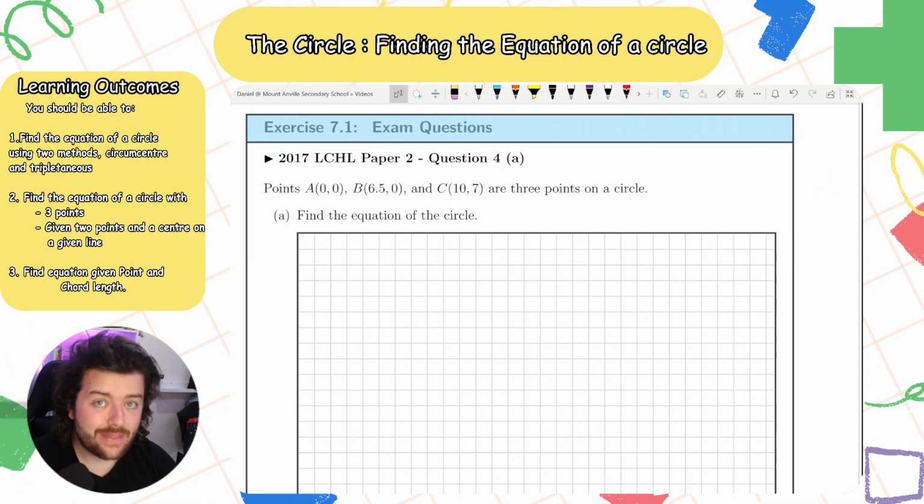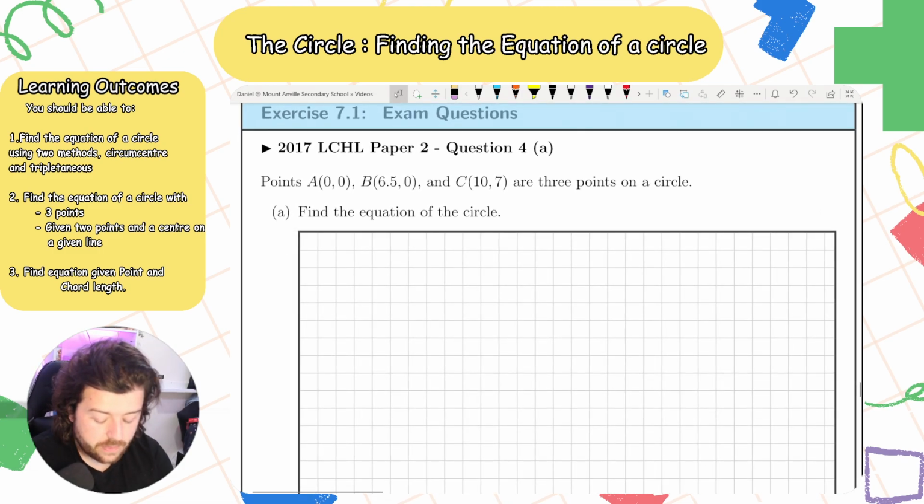Hello everyone. In this video we're just going to be looking at some exam questions about finding the equation of a circle. These are basic examples. For harder examples, we're going to be looking at circles touching axes in the next video. But in this video, let's have a look here. This is from 2017. Points A, B, and C are 3 points on a circle. Find the equation of the circle.